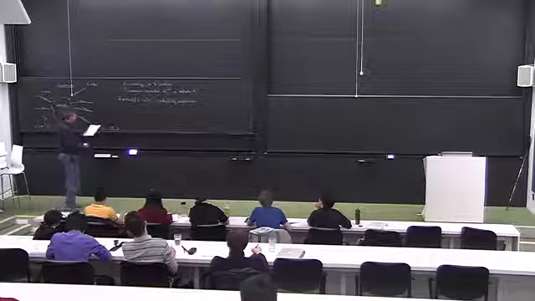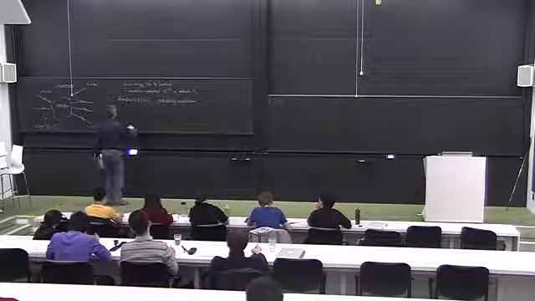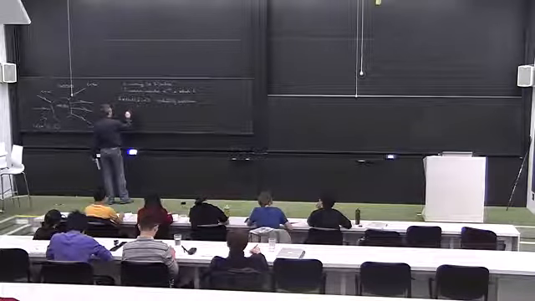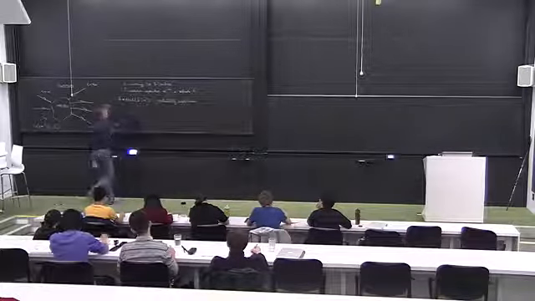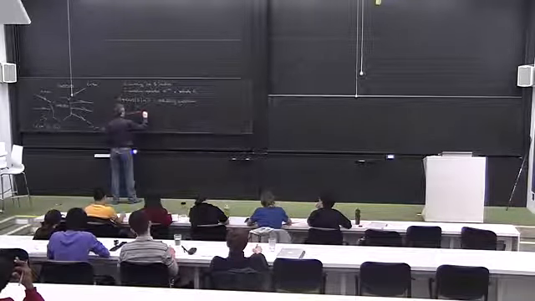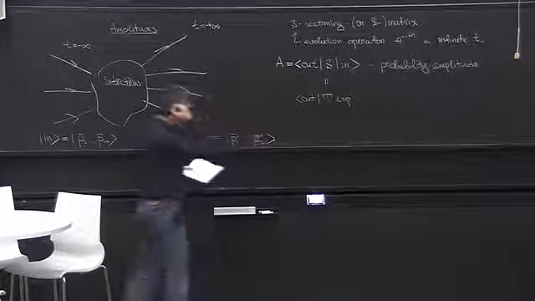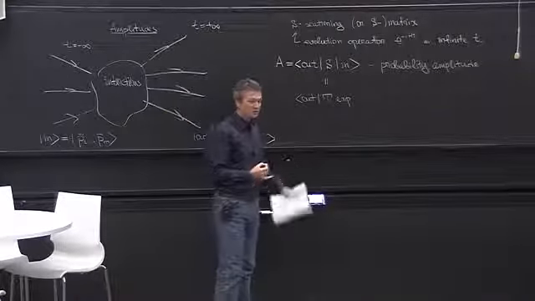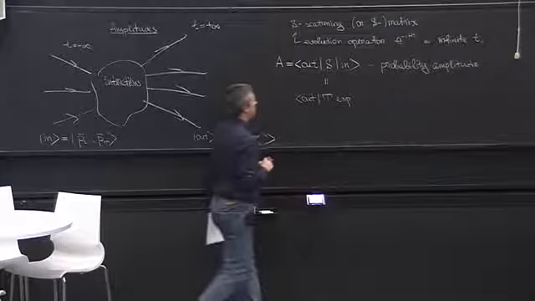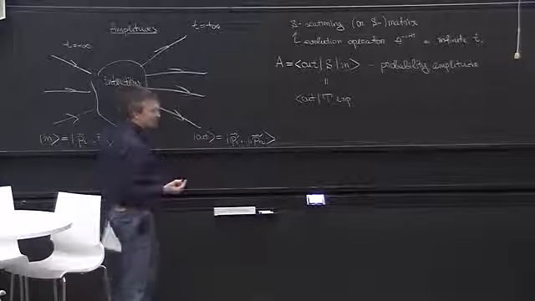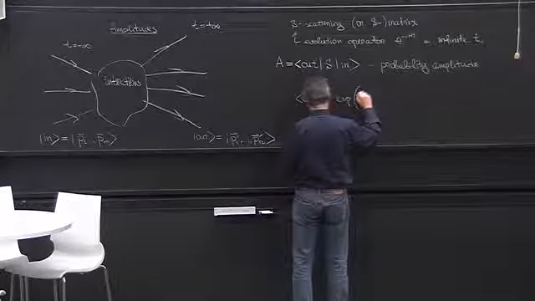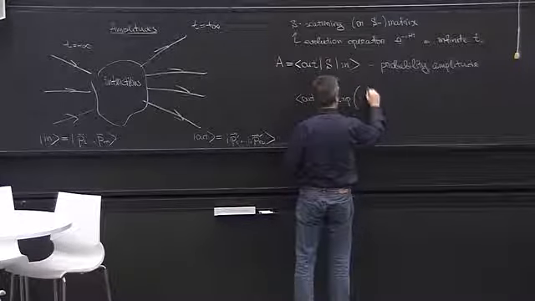Okay, so let me give you the formula for this amplitude. Again, I will not derive it, but it should be more or less obvious from the construction of the Green's functions that this evolution operator is a time-ordered exponential of the interaction Lagrangian.